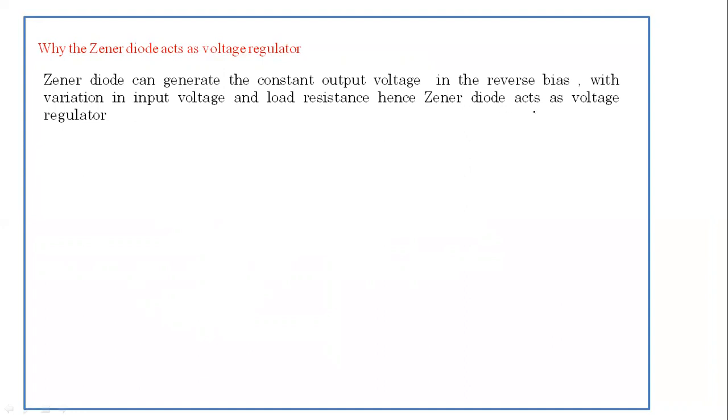Hence, the Zener diode acts as a voltage regulator. Even if you increase the load resistance and the input voltage, the output voltage is constant. There is no change in the output voltage. Hence, the Zener diode acts as a voltage regulator.